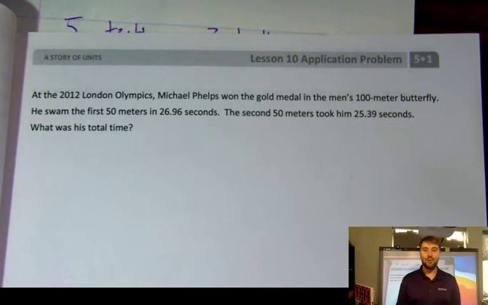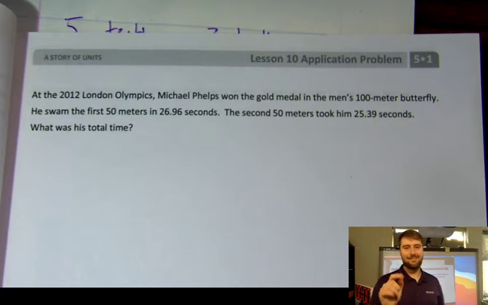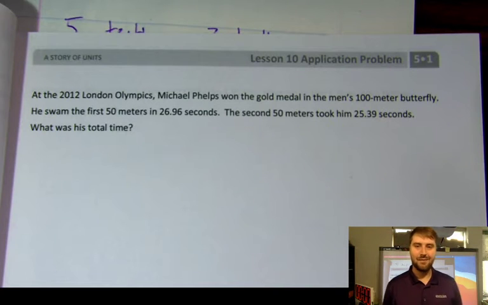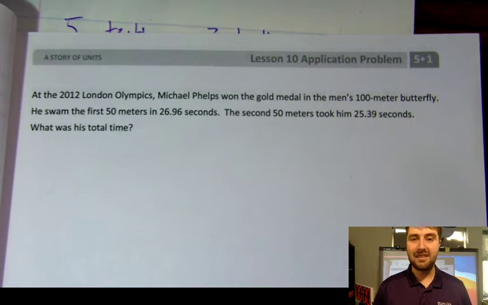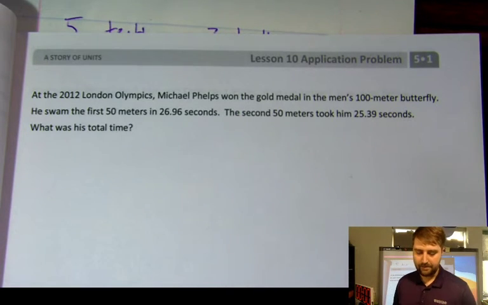I'm going to read that one more time since I messed that up pretty bad. It is kind of small on that screen, so I'm going to get a little bit closer. I'm sorry. There we go. At the 2012 London Olympics, Michael Phelps won the gold medal in the men's 100-meter butterfly. He swam the first 50 meters in 26 and 96 hundredths seconds. The second 50 meters took him 25 and 39 hundredths seconds. What was his total time?